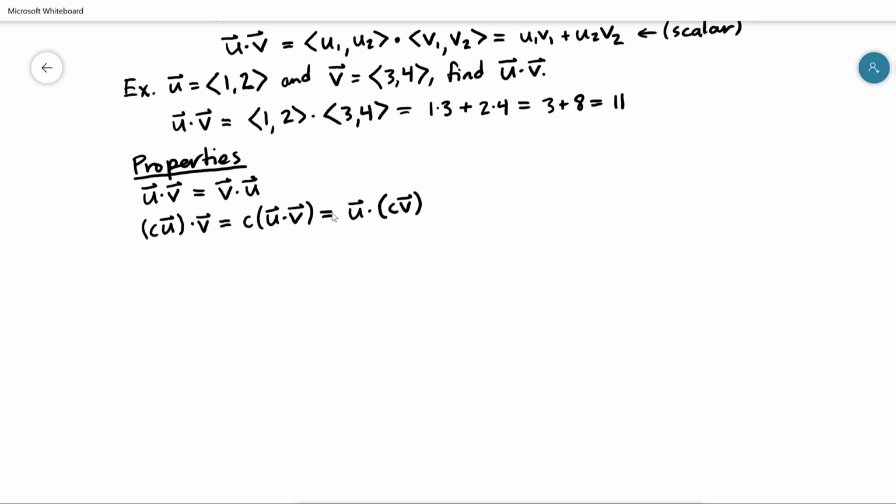There's kind of like a distributive property. So if I've got 3 vectors, maybe u, v, and w, here is u plus v, and I take the dot product of that with w. That's the same as doing u dotted with w plus v dotted with w.